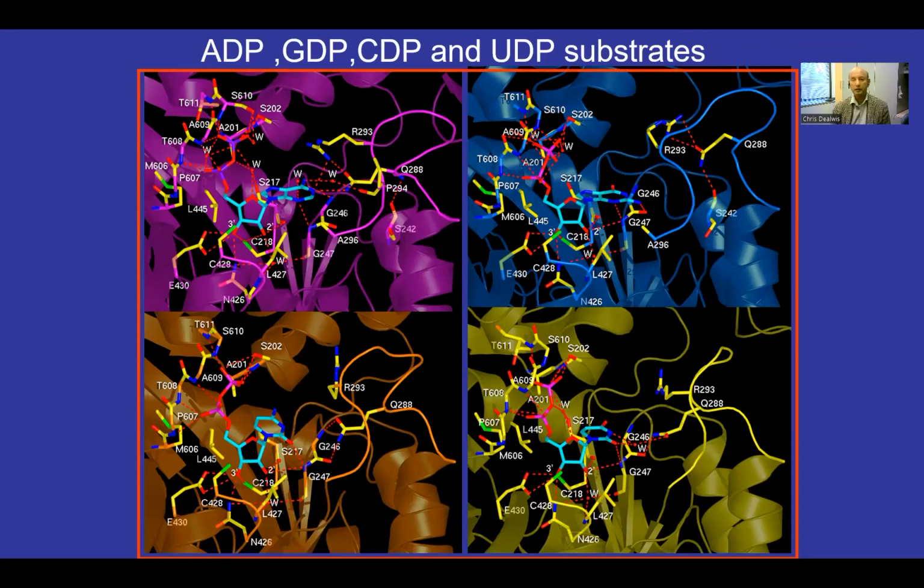Now here, we're showing the 4 possible complexes that we originally determined with the yeast enzyme, and then we subsequently showed this with the human enzyme. Now, the 4 possible substrates are ADP, GDP, CDP, and UDP.